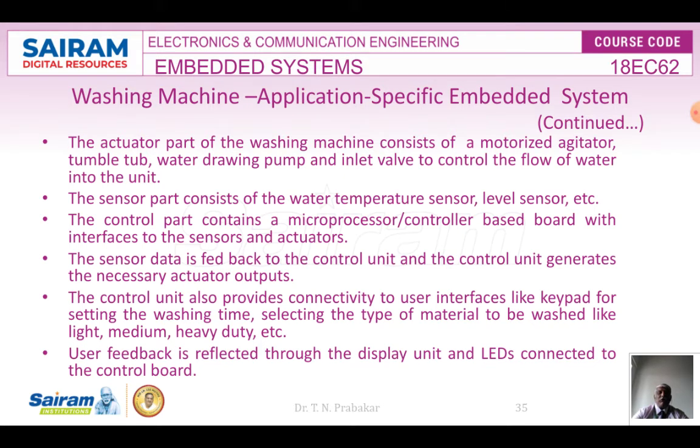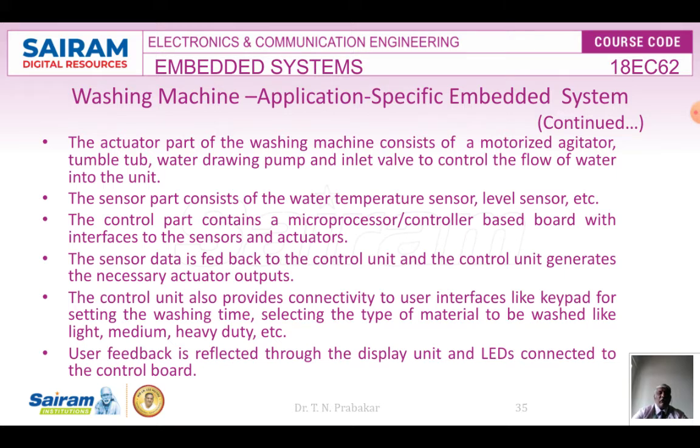The actuator part of the washing machine consists of a motorized agitator, a tumble tub, a water drawing pump, and the inlet valve to control the flow of water into the unit. And in the sensor part, again two sensors are used. One is a temperature sensor, the other one is a level sensor, even though now plenty of sensors are used. Say for example, if there is no washing powder, again the system will not work. Then there will be a sensor to check whether your door is properly locked. Suppose during the operation you try to open the door, then immediately my washing machine will stop. So there are plenty of sensors used, of course. For example, here they have given a temperature sensor and a level sensor.